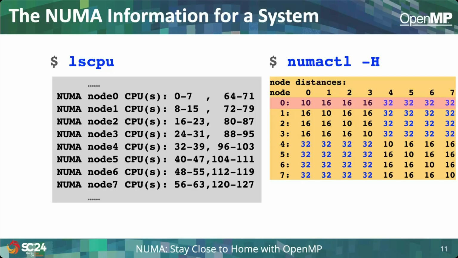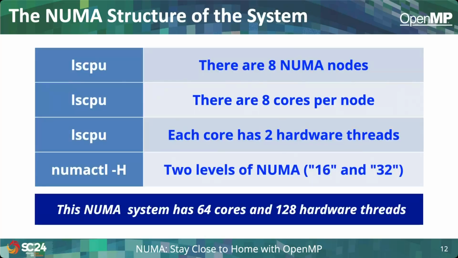That's the kind of information that you learn from the NUMA control command. To summarize, we saw there are 8 NUMA nodes. There are 8 cores per node. Each core has 2 hardware threads, so that means that we have 64 cores and 128 hardware threads in this system, and there are 2 levels of NUMA. I labeled them 16 and 32. It's a fairly complex NUMA system, actually.